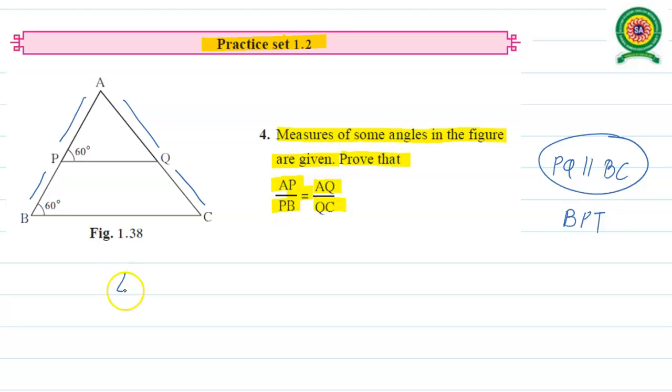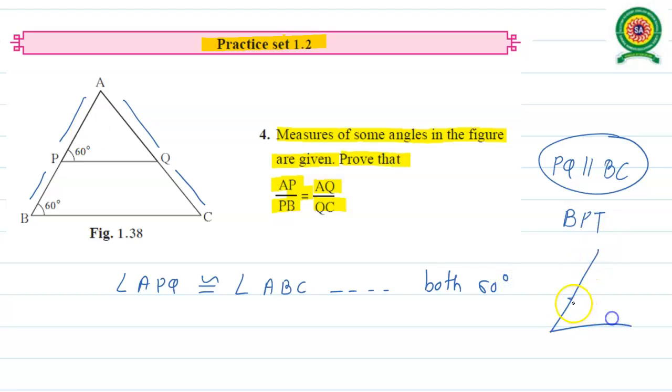We are given angle APQ is congruent to angle ABC. Why? Because both are 60 degrees. And look at those two angles, they are formed in the shape of the letter F, so they are corresponding angles. So I am writing by converse of the corresponding angle theorem: we are given the angles are congruent, then we can write the lines are parallel. Once the lines are parallel, then we can say that the angles are congruent.